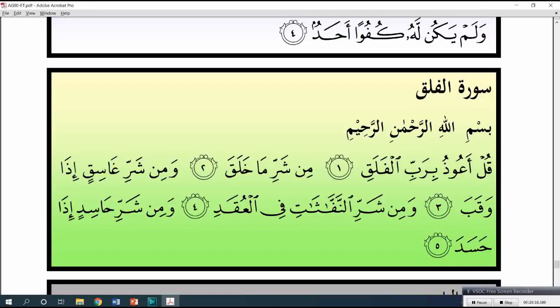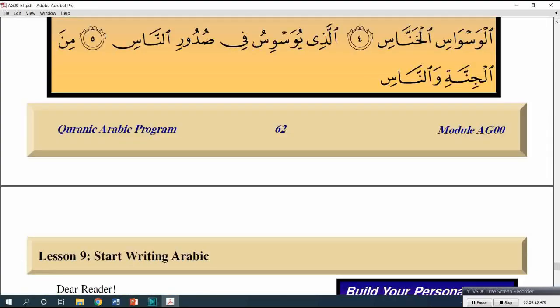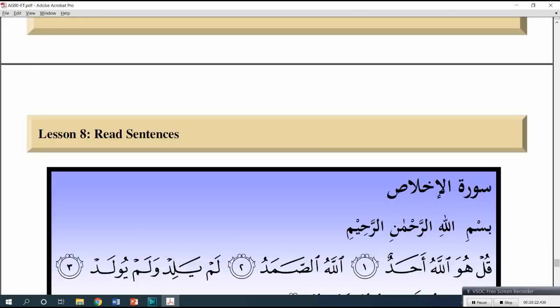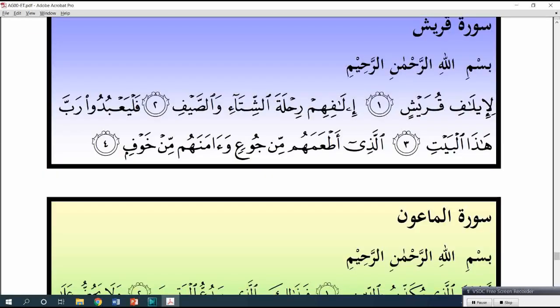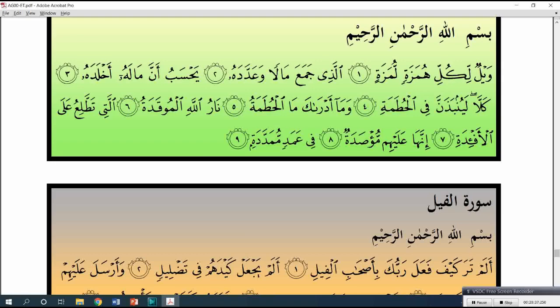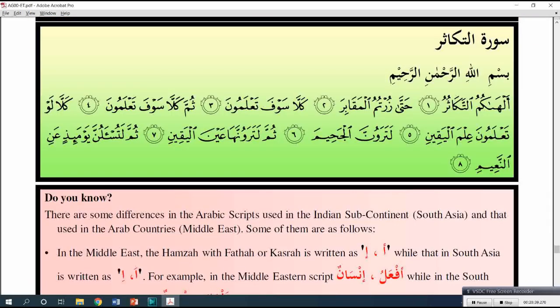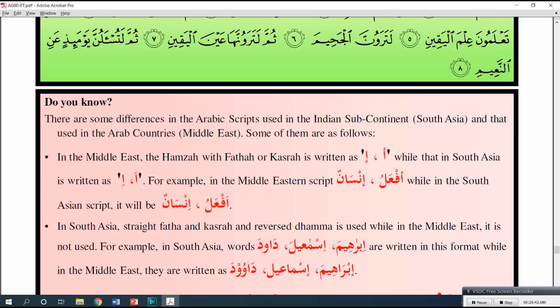So these are examples. Please do it, and first record your audio and then match it with the Qari. A lot of them are available on YouTube. Then match it, to see whether you are speaking in the right way or making some mistakes. At the end, there are some differences in the Arabic scripts.